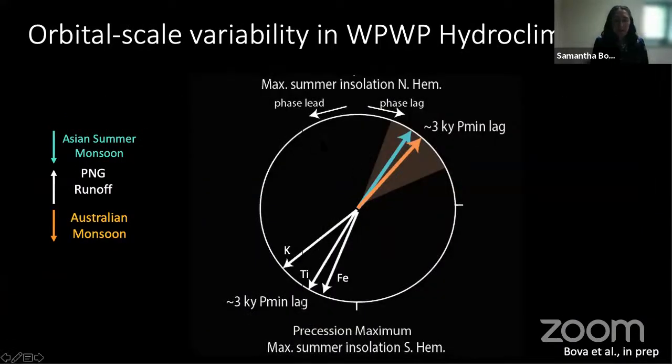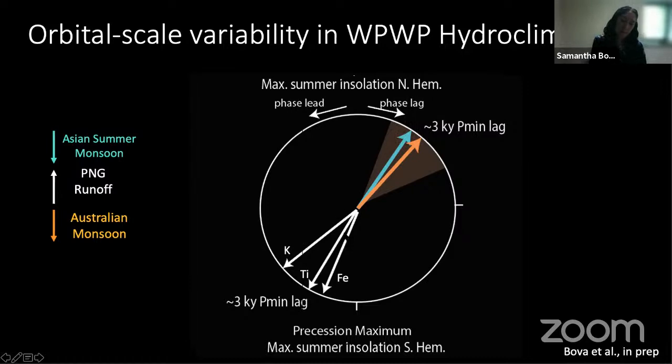Some of you might be more comfortable looking at this in terms of the phase wheel. At the top here, this is precession minima, indicating maximum summer insolation in the northern hemisphere. And this has been shown before for the cave record as well as the Australian monsoon record. These are lagging precession minimum by about 3 kiloyears.